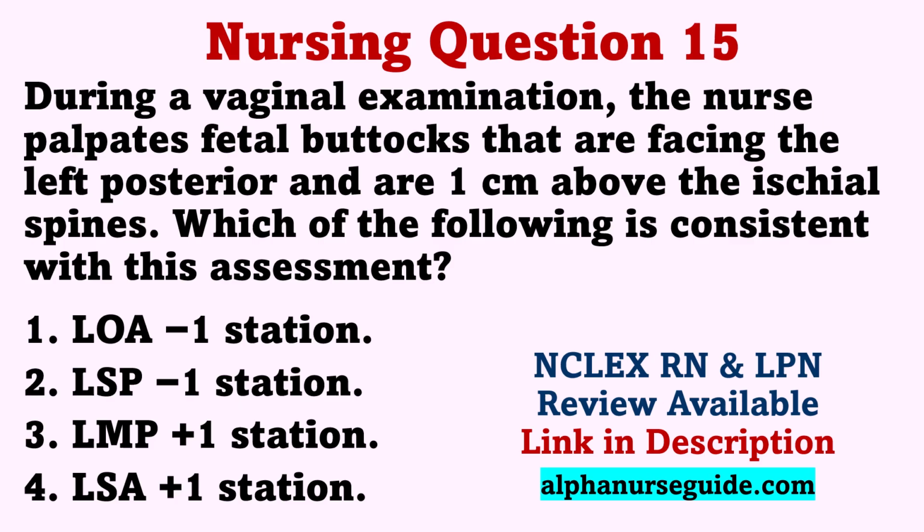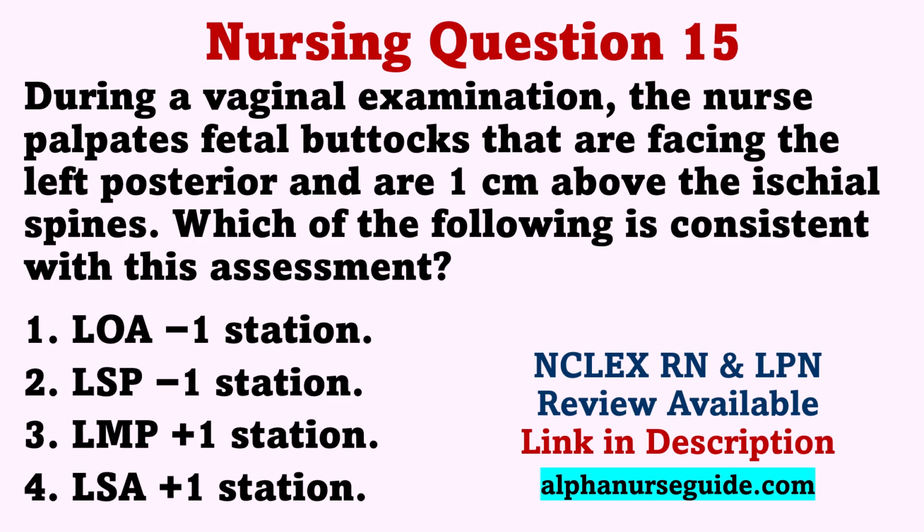The correct answer is 2. LSP -1 station. The LOA position refers to a fetus whose occiput is facing toward the mother's left anterior, and a presenting part at -1 station is 1 centimeter above the ischial spines. The LSP position is the correct answer. The fetal buttocks are facing toward the mother's left posterior, and buttocks at -1 station are 1 centimeter above the ischial spines.